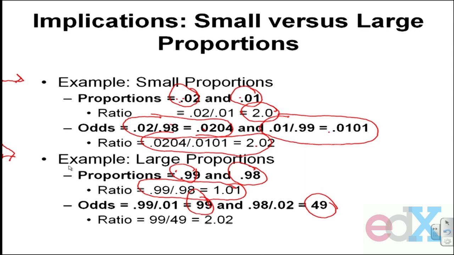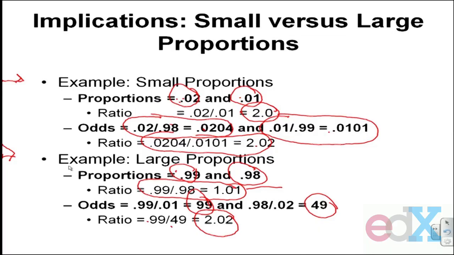What's my ratio now of the odds? If I divide the 99 odds of having the outcome in one population by the 49 odds of having the outcome in the other population, notice my ratio of odds is a little bit bigger than 2. The odds of having the outcome in one population is twice as much as in the other population. That message, ratio of odds equals 2, sounds different than the message, ratio of proportions equals 1.